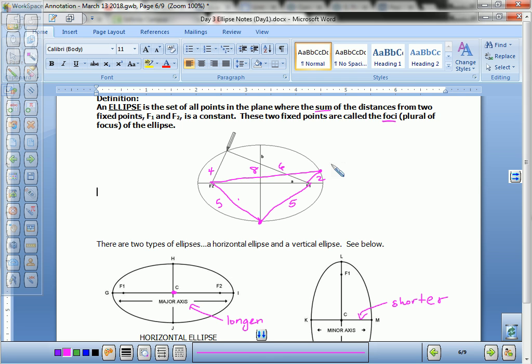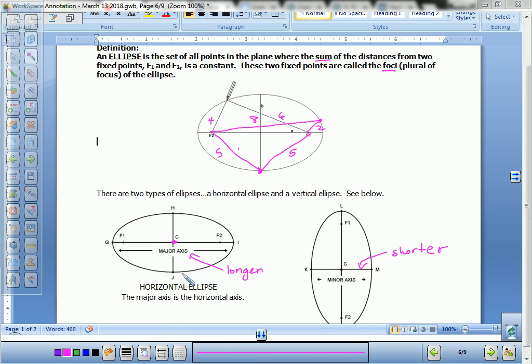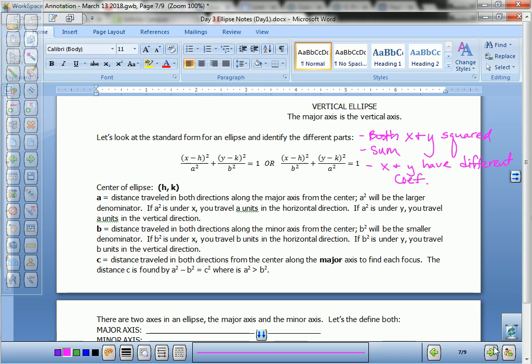Yes, sir? So are there foci on both axes or just on one? The foci are always located on the longer axis, and that longer axis has a special name. The longer axis is called the major axis. The shorter axis is the minor axis. But you're right, the foci are always located on the major axis.